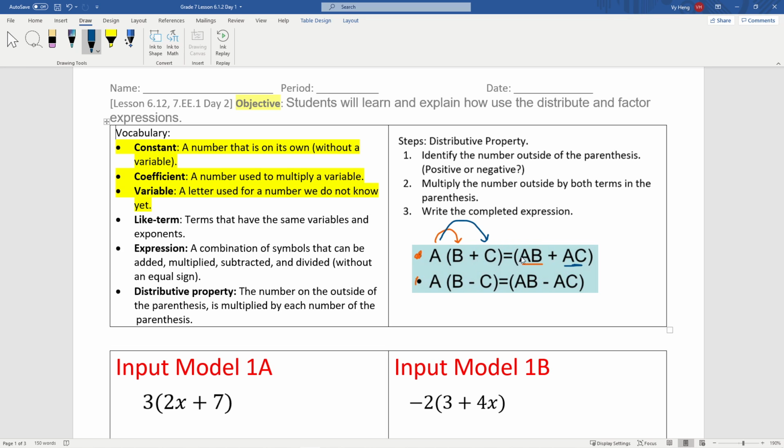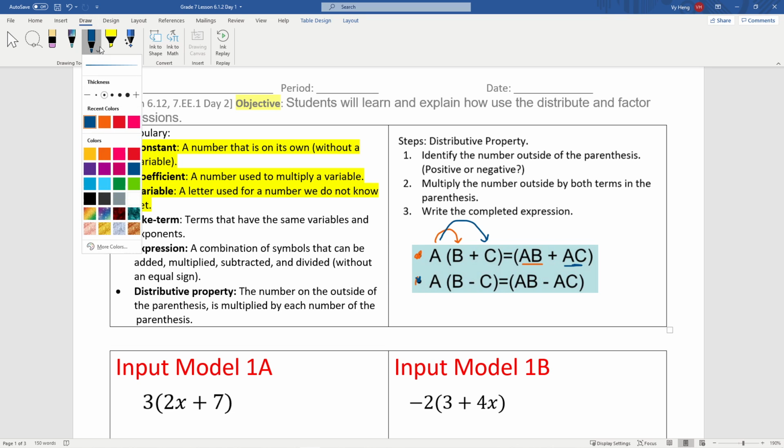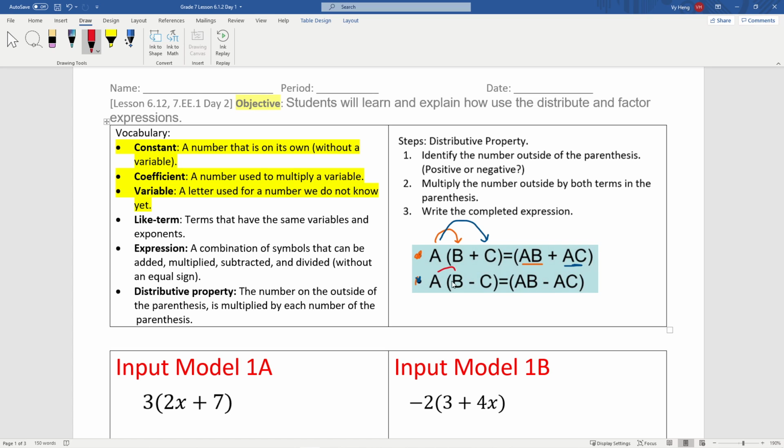All you have to do is make sure that when you multiply a positive and a positive, you get a positive, and then a positive and a positive, you still get a positive. That's why there's a positive right here. This one is a little different. The only difference is that there's a negative, or a minus sign. If I multiply A and B, you get AB, and then if you multiply A times C, because this is a positive and a negative, you're going to get a negative AC.